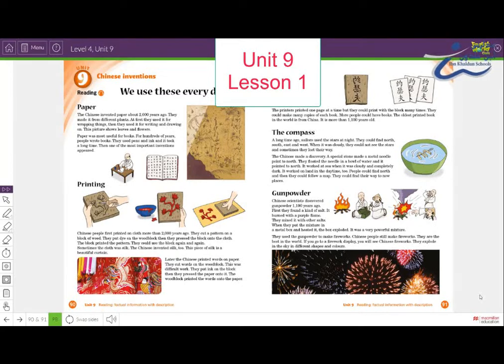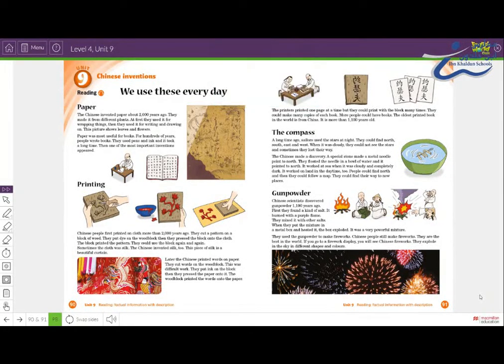English World 4, Unit 9, Lesson 1. I'd like you all to open your books on pages 90 and 91. At the end of this lesson, the learners are guided to read, understand and practice new vocabulary. Number 2, read, understand and practice reading information. Finally, you are guided to answer oral questions.